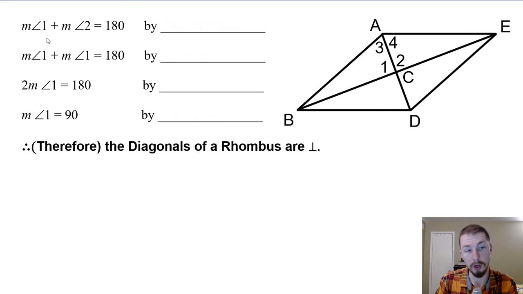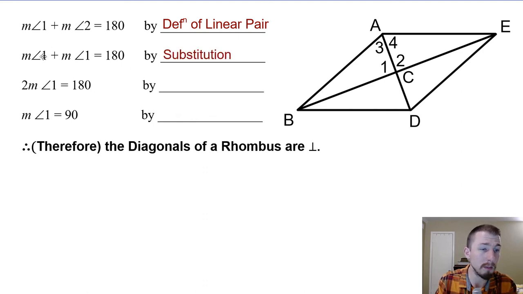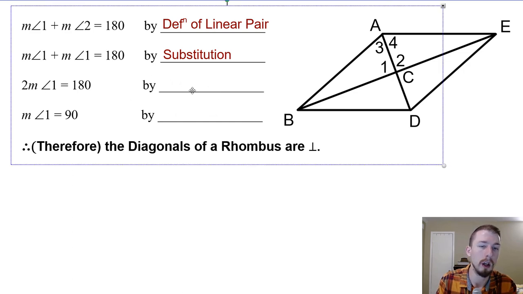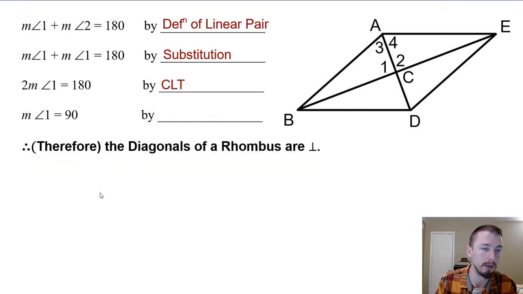All right, then moving on from there, this one's actually kind of intuitive, but this is technically how you do the proof. Angles 1 and 2 are a linear pair. They do add up to 180. That's from the definition of a linear pair. And then if we know that angle 1 is equal to angle 2, which is what we said earlier, we can substitute angle 1 in for angle 2. So this is substitution. Then combine our like terms. Angle 1 plus angle 1 is going to be 2 times the measure of angle 1, which is just CLT, or combining like terms. And then we can divide both sides by 2 to leave us with the measure of angle 1. That's the division property of equality. The measure of angle 1 has to be 90 degrees.